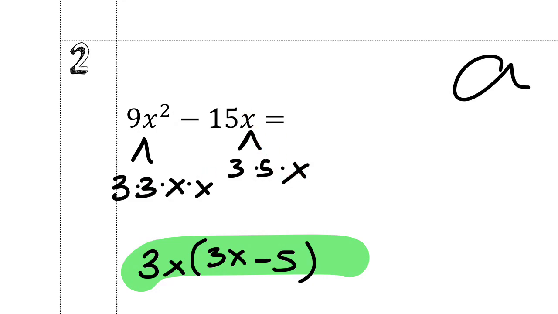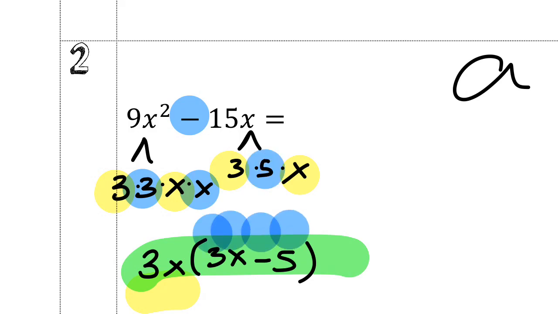Okay, so when I do that, I can see what I'm able to pull out because it's in common. I have 3 and x in common, so that's how I got this 3x here. If I look at what's left, what I have left is this 3x minus 5. So that's how I got this 3x minus 5. Okay, so pull out what they have in common. Everything that's left over, keep in the parentheses.